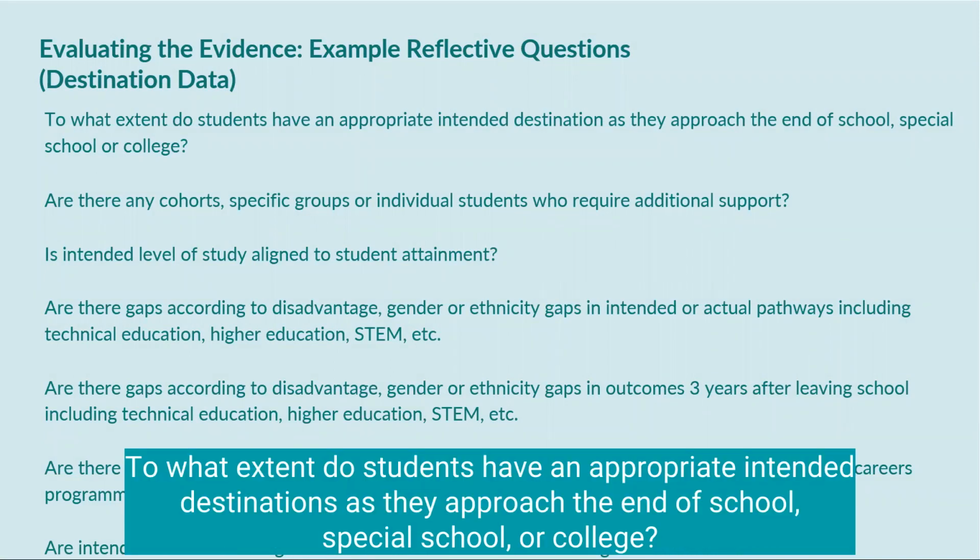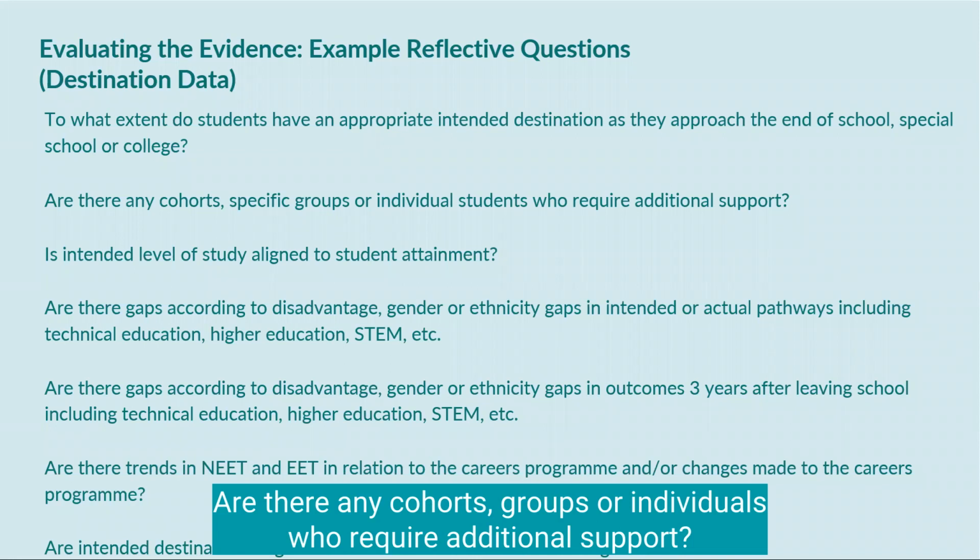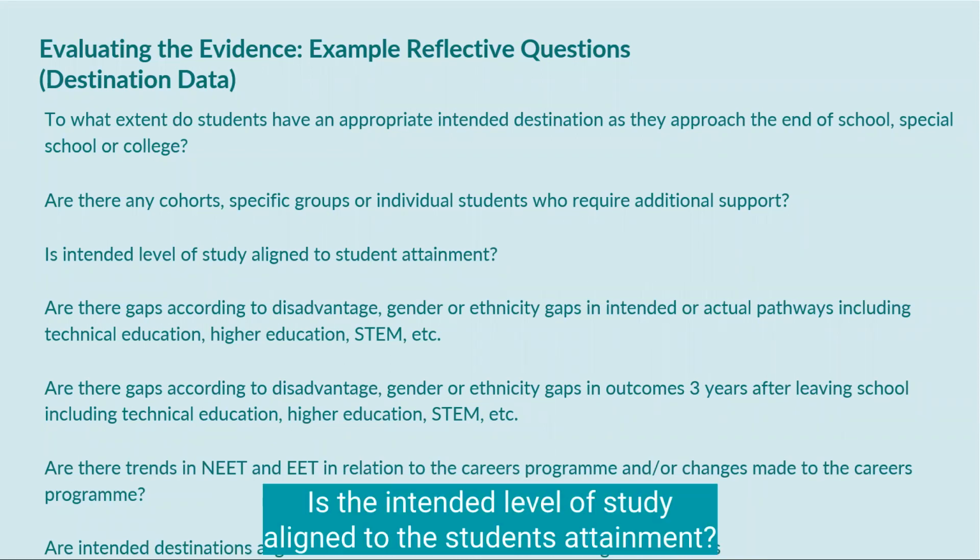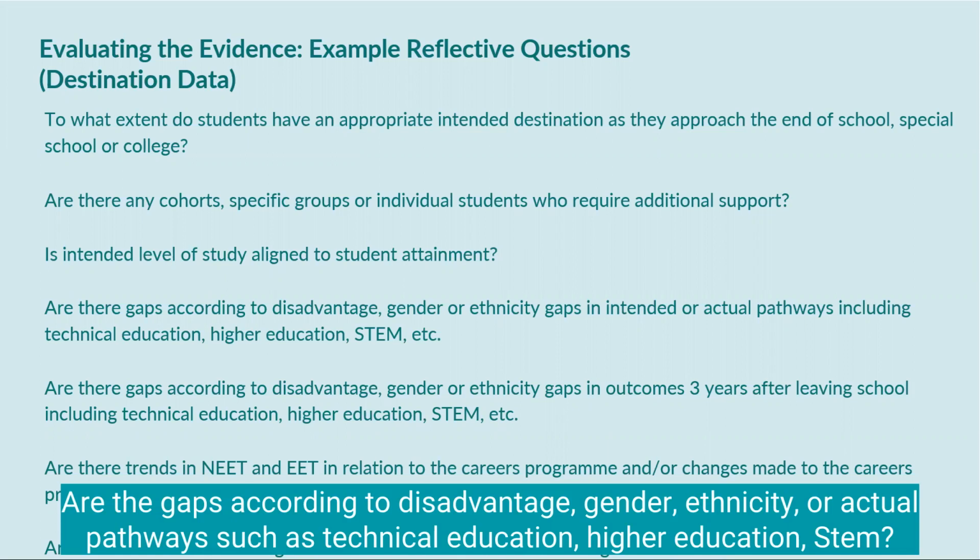To what extent do students have an appropriate intended destination as they approach the end of school, special school or college? Are there any cohorts, groups or individuals who require additional support? Is the intended level of study aligned to the student's attainment? Are there gaps according to disadvantage, gender, ethnicity, or actual pathways such as technical education, higher education, STEM?